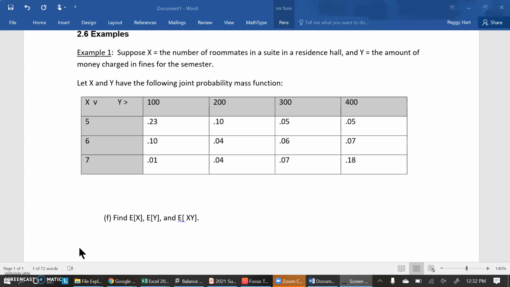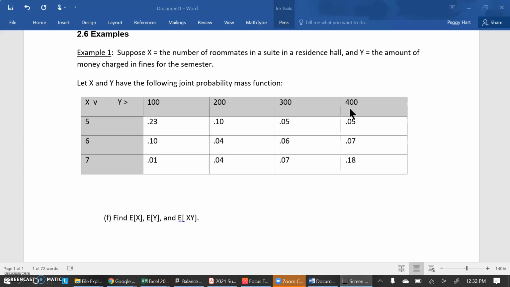Okay, so just a really quick review. This example is from your handout. X was the number of roommates in a suite in a residence hall, and Y was the amount of money charged for fines in the semester. Notice there's only 5, 6, or 7 roommates, and there's only fines of 100, 200, 300, 400.